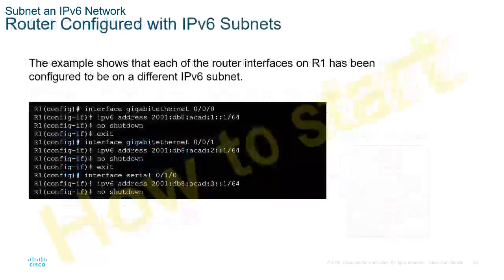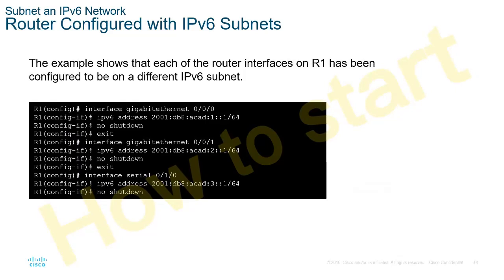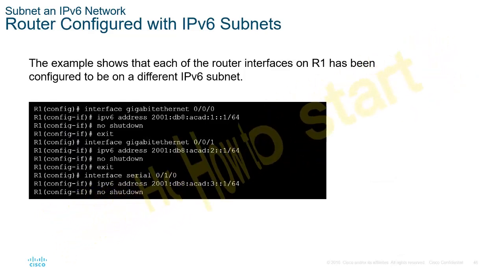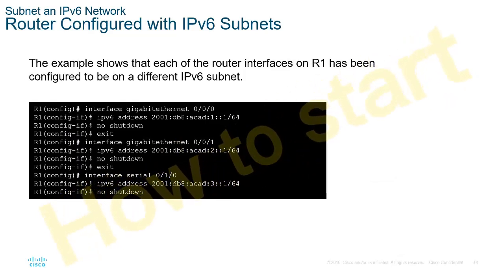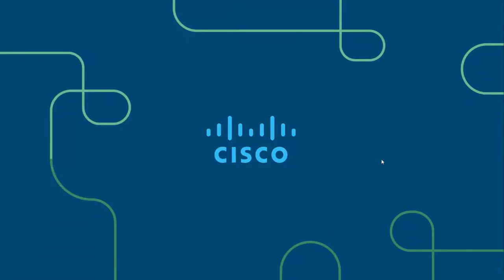How do you do the router configuration? We've already shown how to configure an IPv6 address. You have to make sure to enable the interfaces as well. And that is this chapter in a nutshell. If you have any questions or concerns, please reach out.